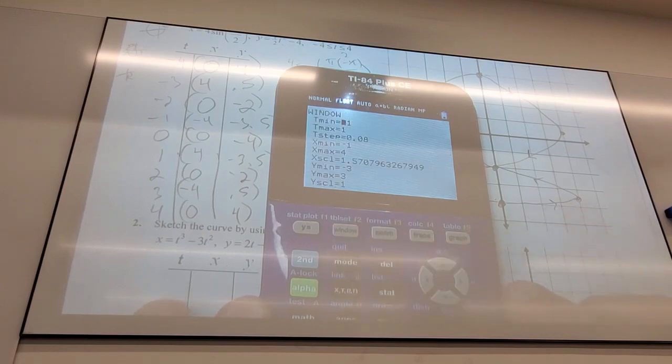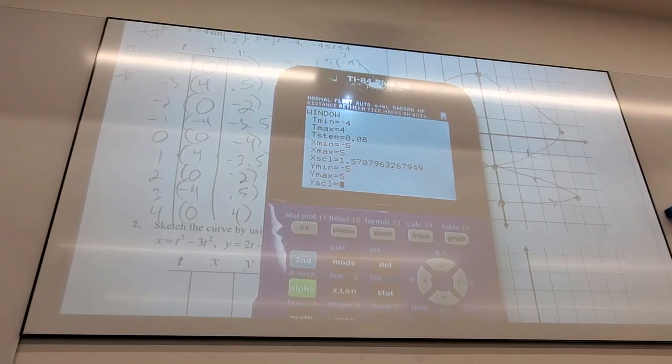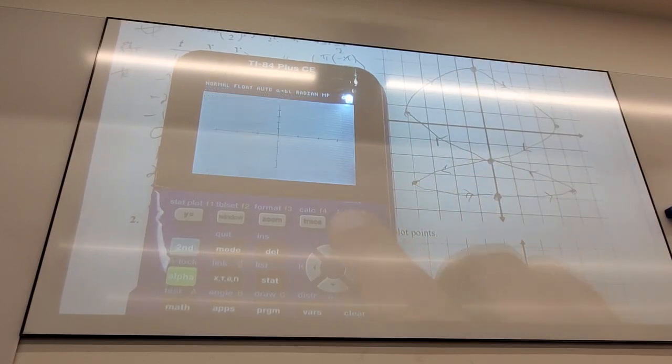Let me make sure my window's right. I need t to go from -4 to 4. And just to make it look more like my graph, I'm going to make my x-min go from -5 to 5, and my y to go from -5 to 5. Now it should look more like my graph, right? If I match up the scale. Hit graph. Look at that.